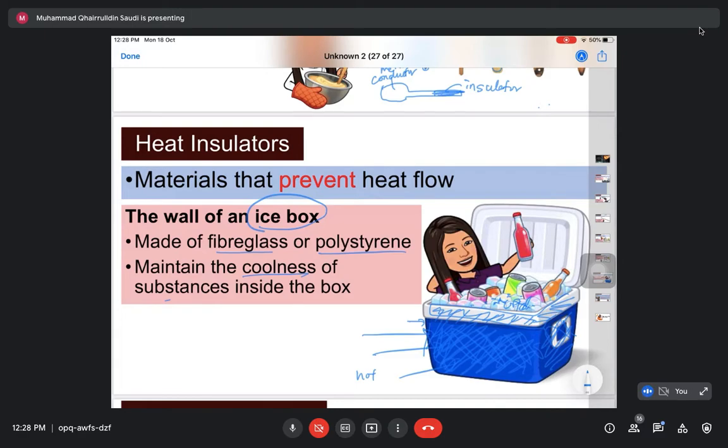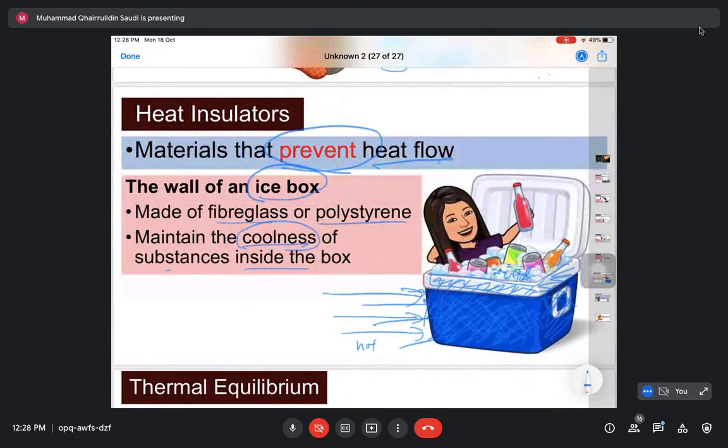Kalau materials tersebut insulator, so dia prevent heat flow. So in this case, dia prevent the hot heat energy daripada luar from the outside to go inside of the icebox, okay, to maintain the coolness, untuk memastikan dalam tu masih sejuk, tak cepat panas. Okay, so that is the usage of insulator here in the icebox. Okay, up until here, do you understand? Do you have any more question?